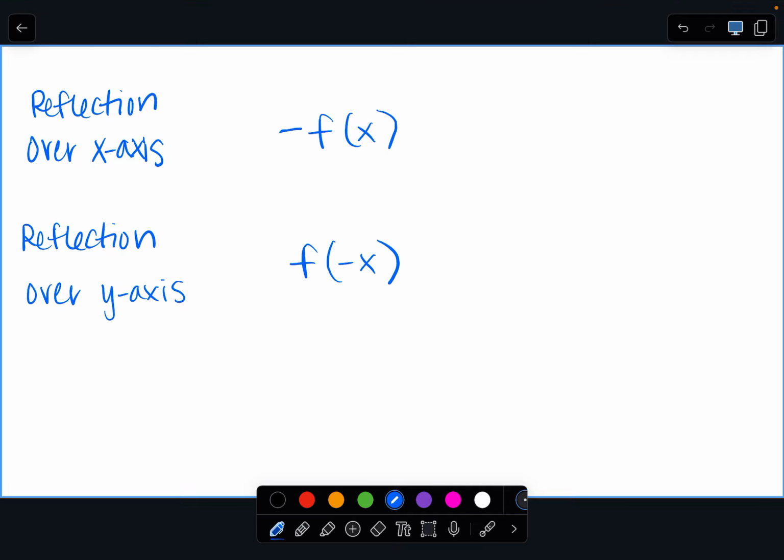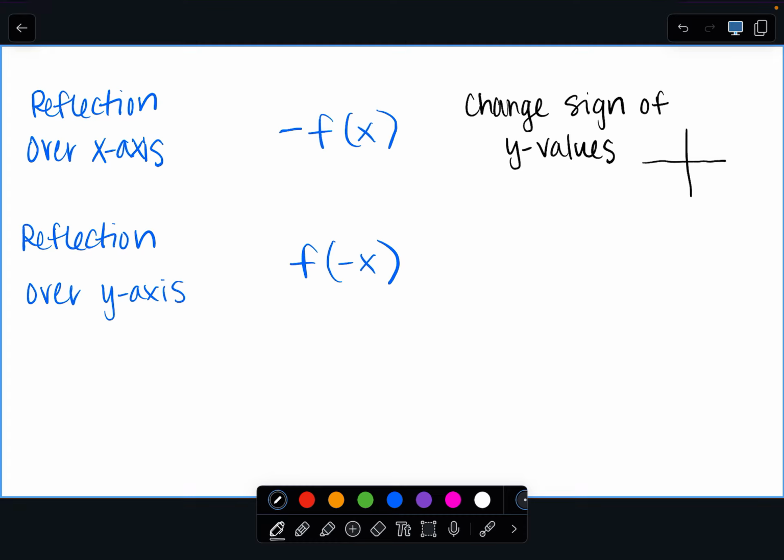All of this information should already be printed in your foldable. Now, how we actually go in and how we apply them. So whenever you are going to reflect over the x-axis, you're going to change the sign of the y values. And I sometimes like to include a picture just so you can kind of see what's going on. If I have a plane, and I'm going to do a dotted one, this is my parent function. This is a quadratic function.